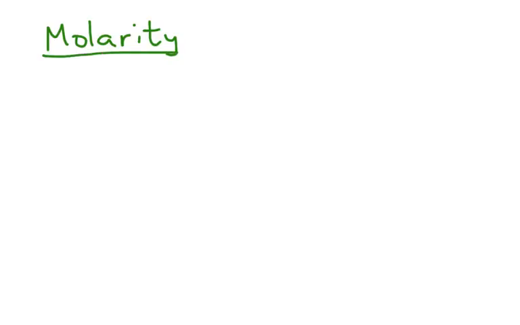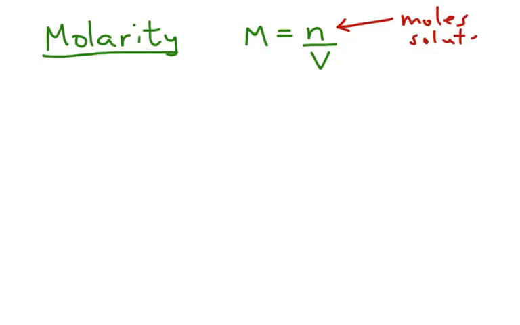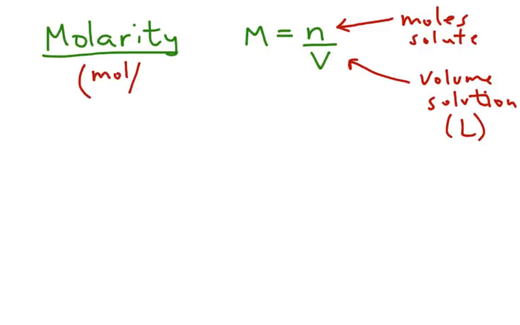Now molarity is symbolized by capital M, and we calculate it by taking the number of moles of solute divided by the volume of solution. So once again, in order to know the molarity of something, you need to know the number of moles of the solute, and then you need to know the volume of the solution. And that volume should be in liters. So molarity has the unit of moles per liter.